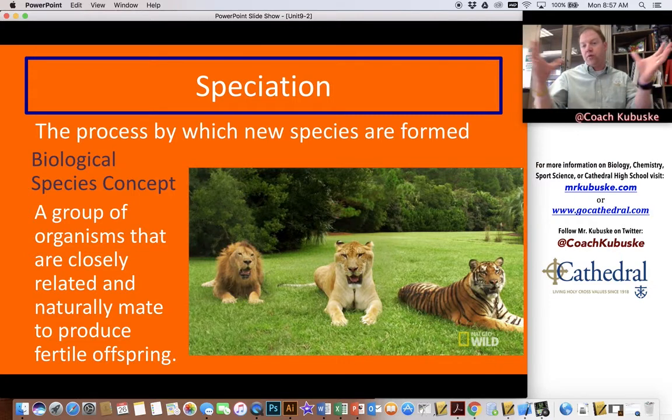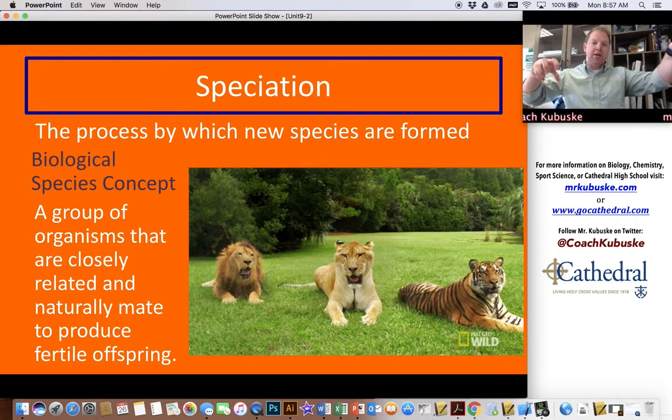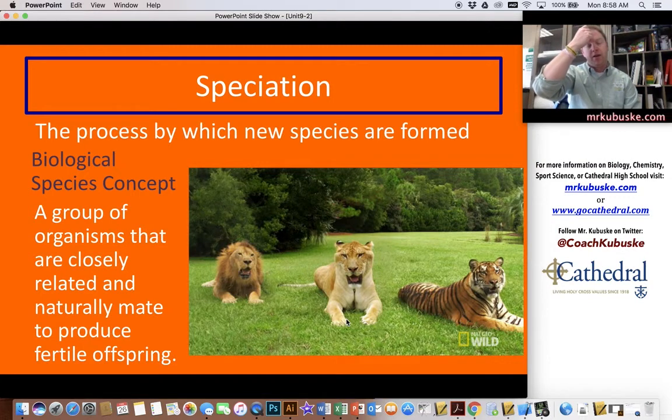Lions and tigers used to be the same species, but because of geographic isolation, where tigers moved into the jungles and lions stayed in the savannas, they started to split and become two different species. But they're still closely enough related that they can produce an offspring. Right here, a liger right in the middle, or a tigon if it's a male tiger and a female lion.